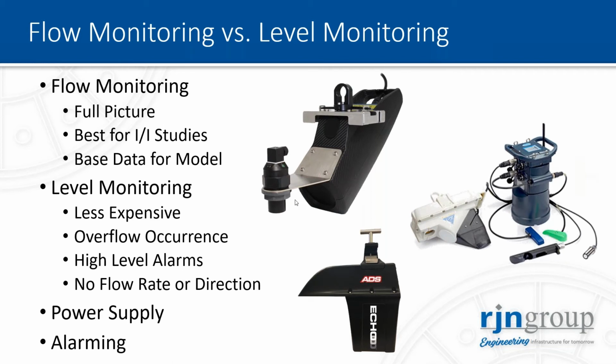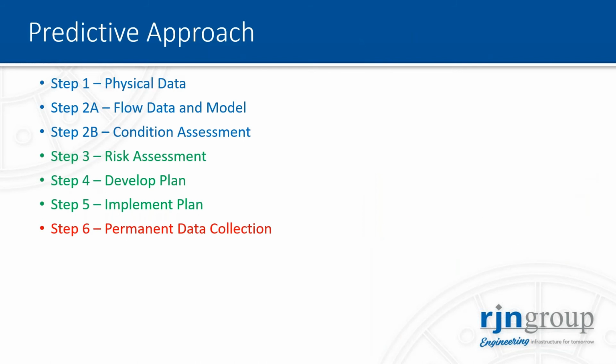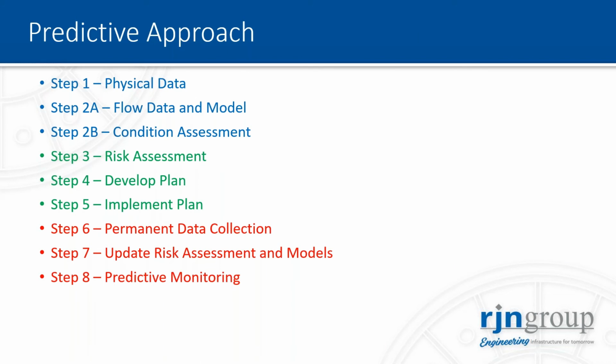Again, you've got to think more about the power supply. Do you have options to do AC power to get live data, or are you going to have alarming set up? Alarming can be on all these; both the flow monitoring and the level monitoring have alarming capabilities now. All the modern equipment does. So if we're going to this predictive approach, you get everything set up with your proactive approach first, and then you start to add the permanent data collection. Then you can update that risk assessment, the models and so forth that you did in steps 3 and 4, and do the predictive monitoring that allows you finally to do predictive operation and maintenance. I think that's the best use of taking this predictive approach.